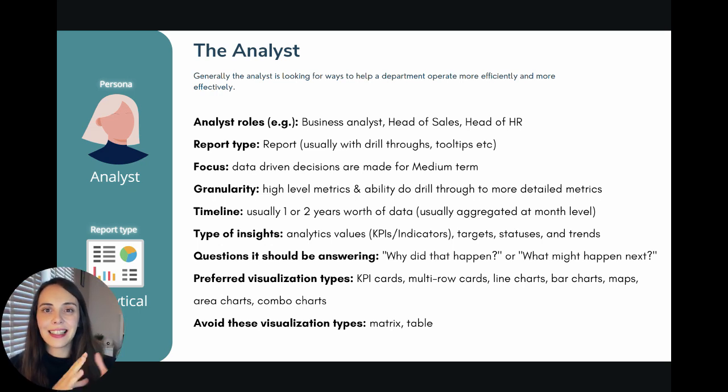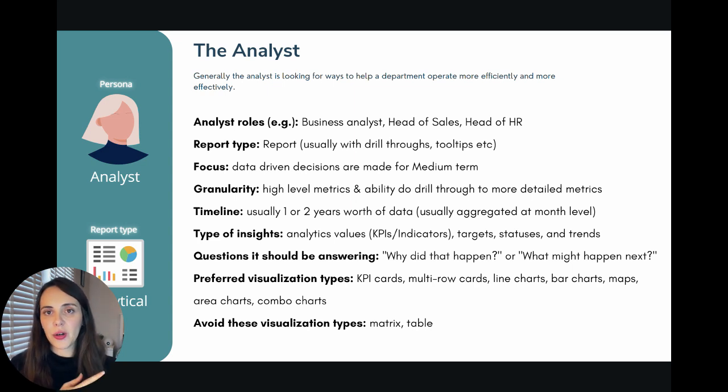Now let's talk about the analyst. Generally, the analyst is looking for ways to help a department operate more efficiently and more effectively. This kind of persona, again, goes into a little bit more detail than the executive type of persona with their dashboard report type. The type of roles that you usually see for this type of persona are things like business analyst, head of sales, head of HR, and so on.